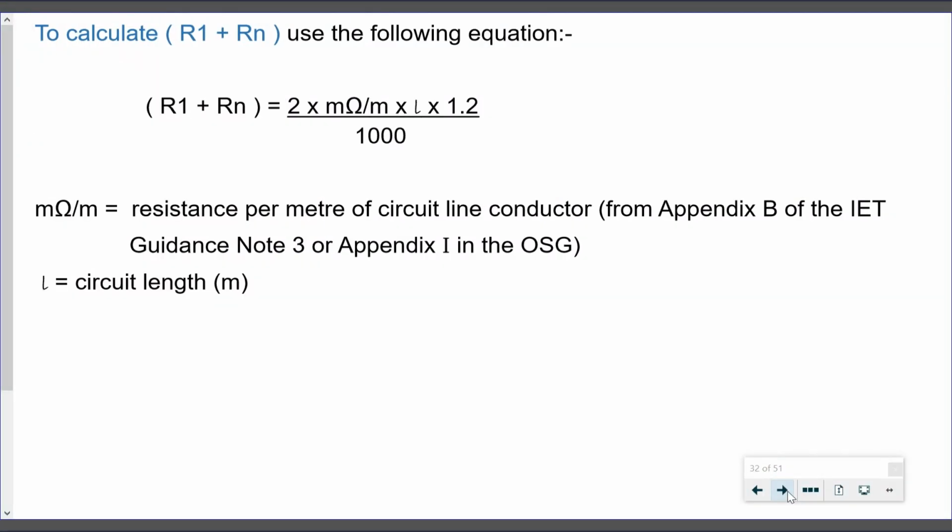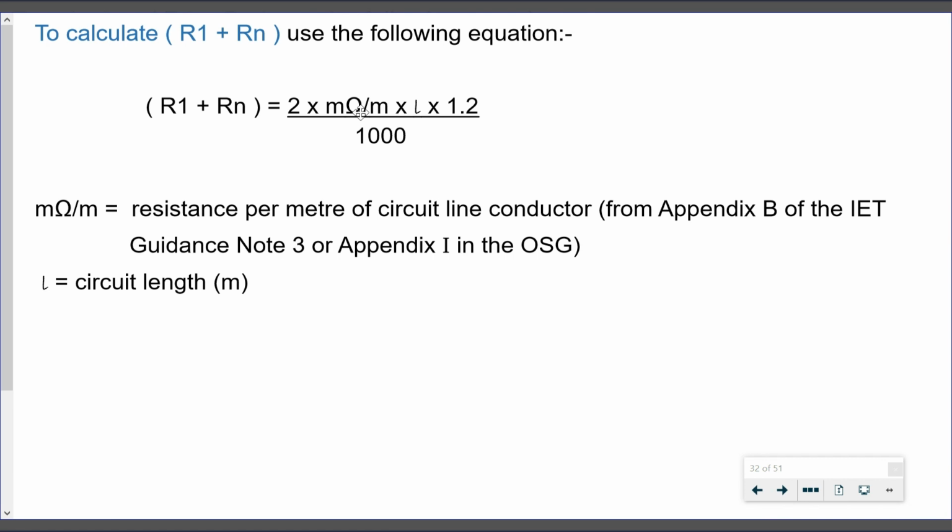So when we don't have access to that test, or we don't want to do that test, another way in which we can obtain our R1 plus Rn values is to actually calculate them, and we use the equation shown there. We take 2 times the milliohm per meter value for the line conductor's resistance times the length times that correction factor of 1.2, and then divide it by 1,000, obviously, because we're utilizing milliohms per meter. Okay.